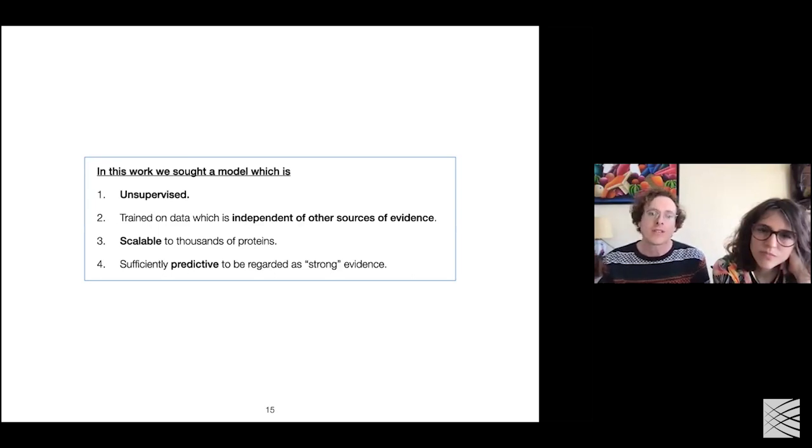A key characteristic that we're going to need is that it's scalable, because that's the problem we're trying to solve. And then finally, probably the trickiest part of this talk is discussing how to decide if it's sufficiently predictive to be regarded as something stronger than just supporting evidence. So ideally, strong evidence, or at least moderate evidence.